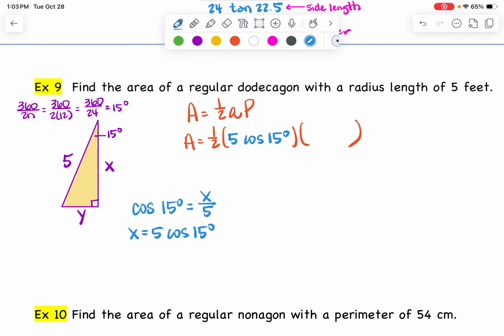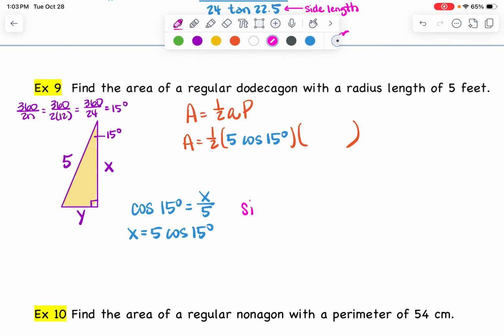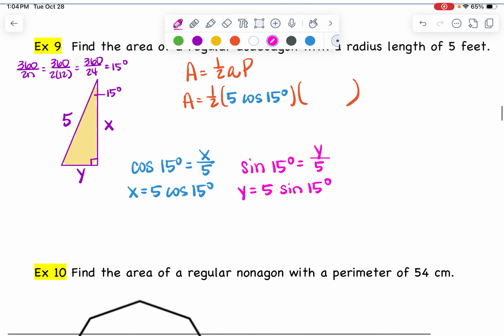So for the perimeter I need to find the Y, which is, remember, a half side. Always got to remember that. I'm going to use the 15 degrees again. Y is now the opposite, and 5 is the hypotenuse. So opposite over hypotenuse, that's sine. So sine of 15 equals Y over 5, which means Y equals 5 sine 15. But that's only half of a side length, so I'm going to double that, which gives me 10 sine 15.